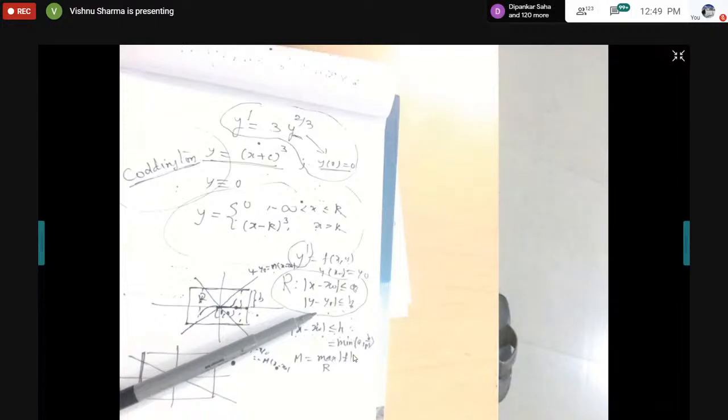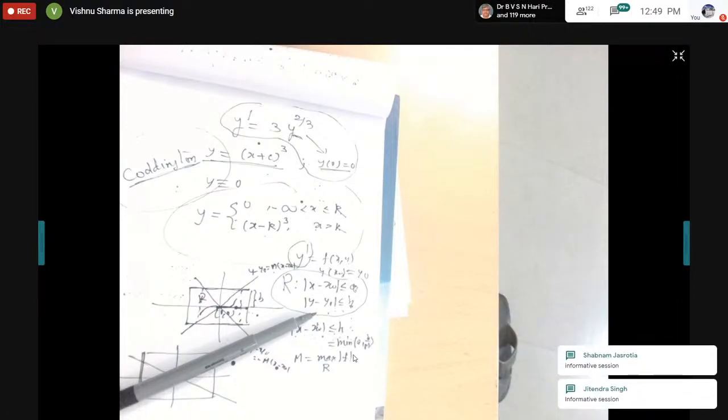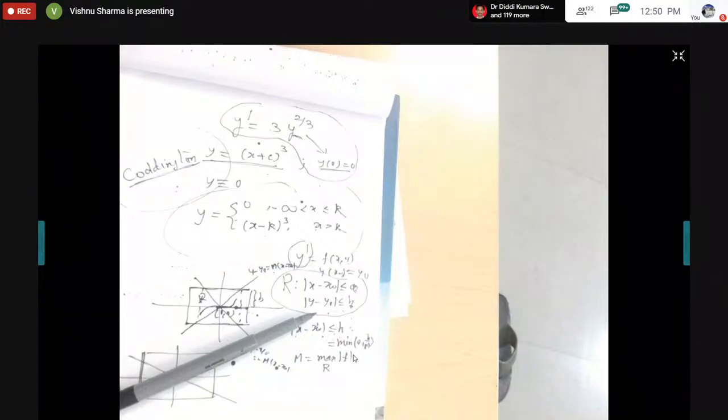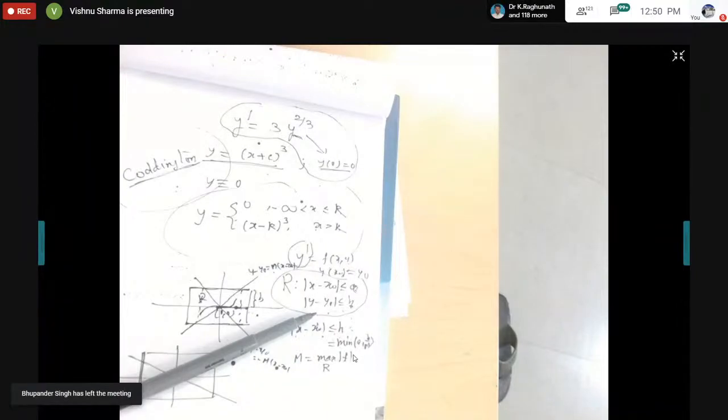Sir, I wanted to ask that according to your example, the domain of the solution was a subset of the domain of the differential equation. So is it always the case that the domain of the solution will be a subset of the domain of the differential equation? Or can it be a superset also? No, even what is the domain? The domain is either x greater than 0 or x less than 0.